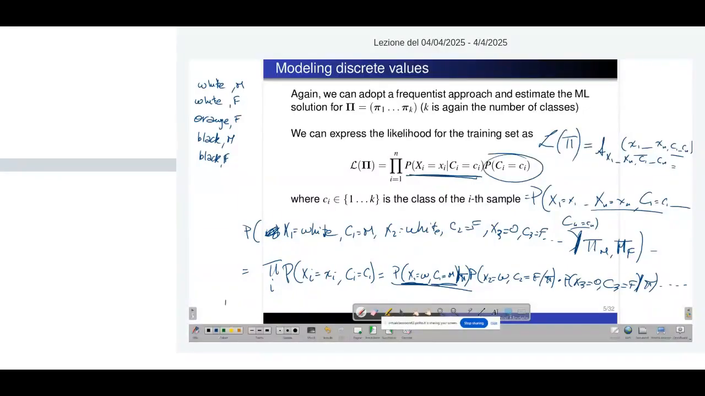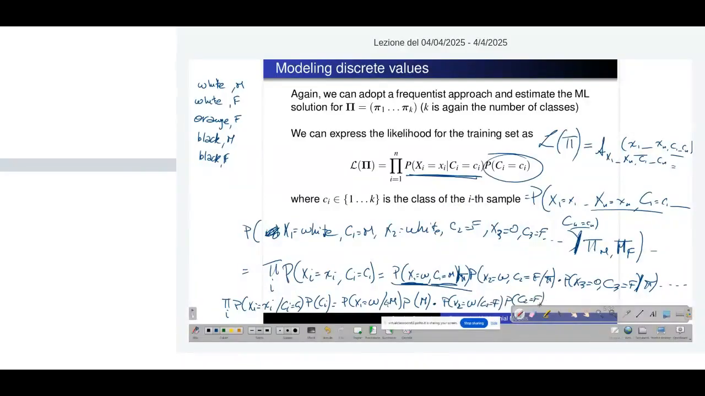So I can write this as a product of probability that I have xi given the class times probability of the class, which corresponds in this case to probability that the first feature is white, assuming that it's male, times probability that it is male, times probability that the second is white, given that class 2 is female, times the probability that class 2 is female, times probability that x3 is orange, given that class 3 is female, times the probability that class 3 is female, and so on.